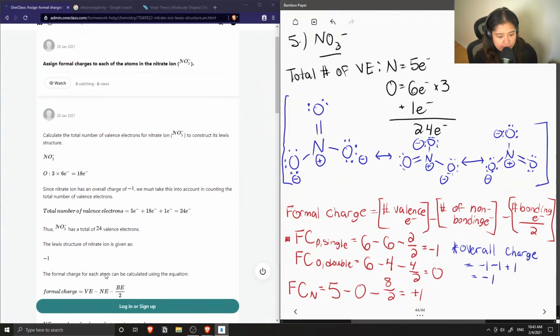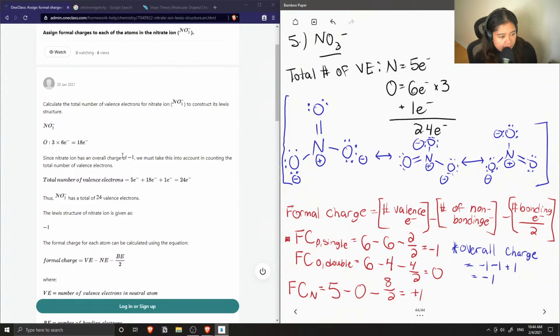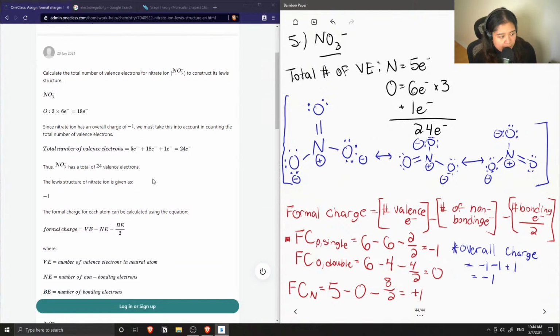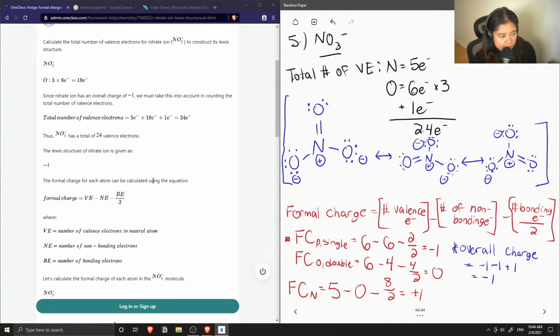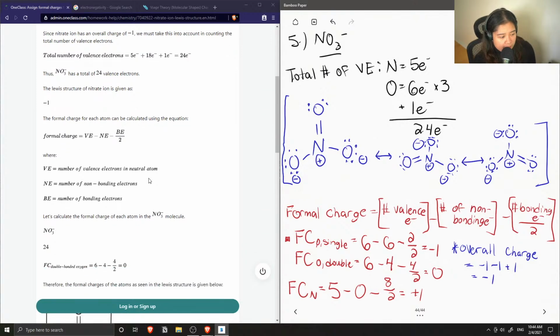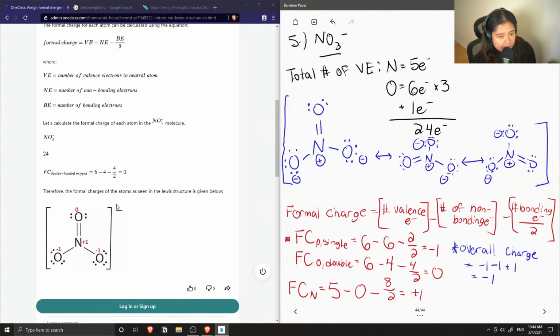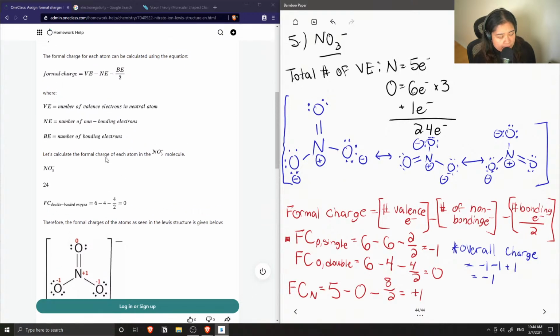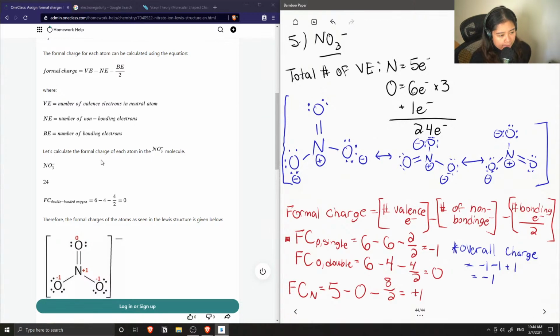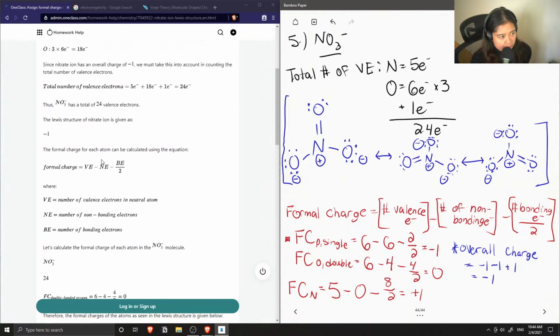And the junior tutor said that they calculated the total number of valence electrons. So they have 5 plus 18 plus 1 to get 24. The Lewis structure of nitrate ion is given as -1. Okay, so it's down here. And they also included the equation for formal charge, which is equal to the number of valence electrons minus the number of non-bonding electrons minus the number of bonding electrons divided by 2. So they calculated it.